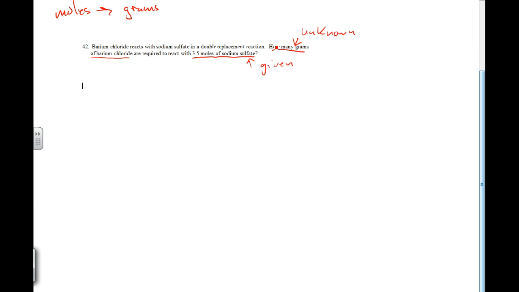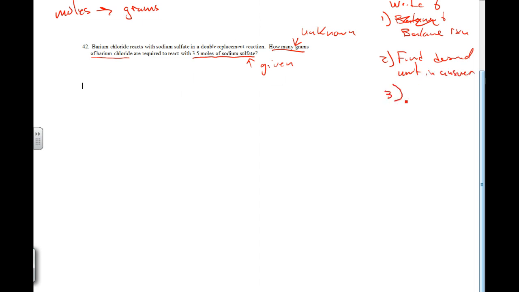Alright, remember, and I've written these a ton of times: number 1, write and balance the reaction. Number 2, find desired unit in answer. Number 3, start with given. Number 4, solve. So number 1 is really the most difficult part of this entire problem. We need to write out this reaction.